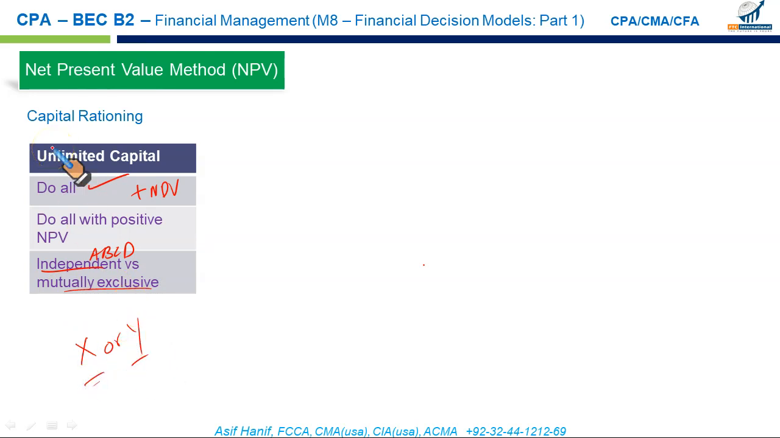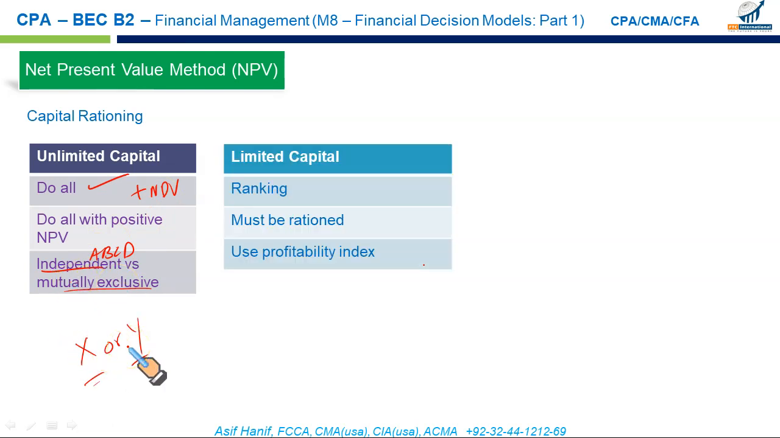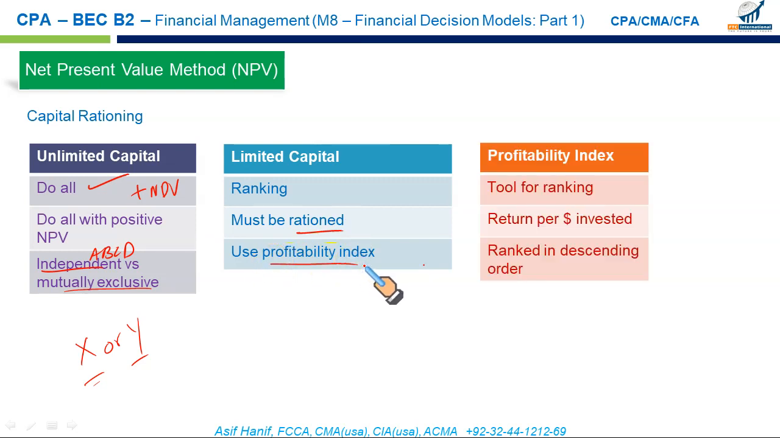So the idea is when you have unlimited funds, invest in all those projects that have positive NPV. And in case of mutually exclusive projects, select the one that's giving you the higher NPV. But if you have limited funds, we cannot invest in all, then we rank, we prioritize. We use a concept called capital rationing. It means we have limited capital, we can't invest in them all, so we will use a technique called profitability index.